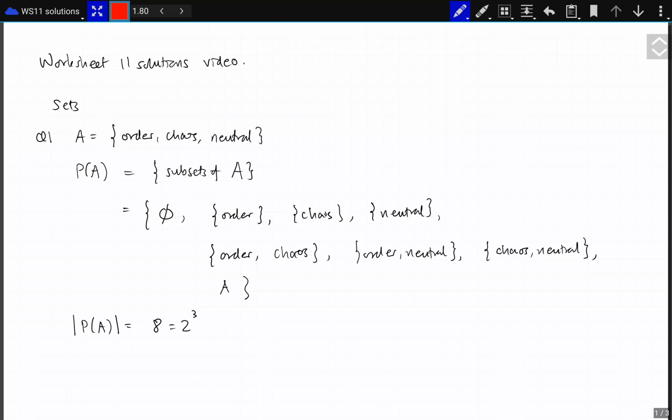An important thing to note: the set of chaos and neutral is the same thing as the set neutral chaos, because if you remember, the order doesn't matter when we have set notation.